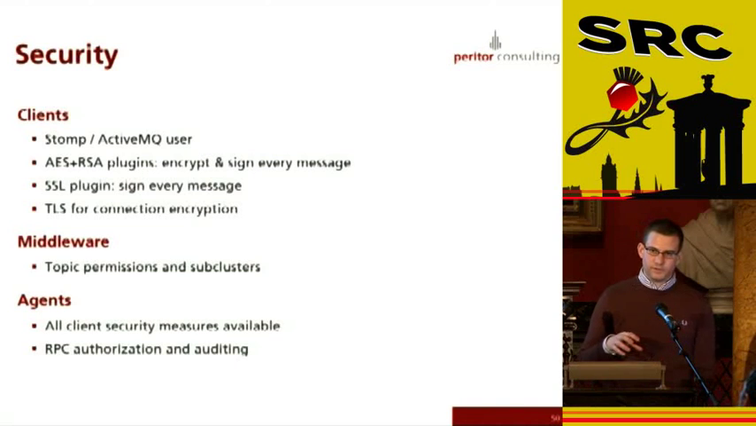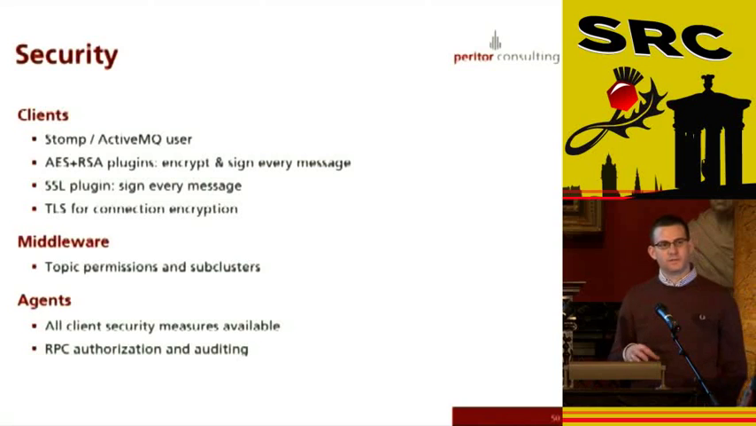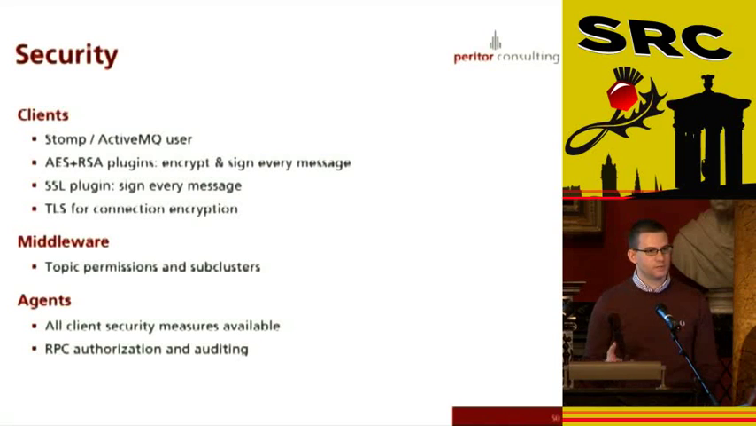On top of that, on the broker side, you can have ActiveMQ permissions to say what clients can talk to what topics and to what exchanges on the broker. So you can say that you have different versions of your client, and one can only talk to production machines, and the other one can only talk to staging machines.